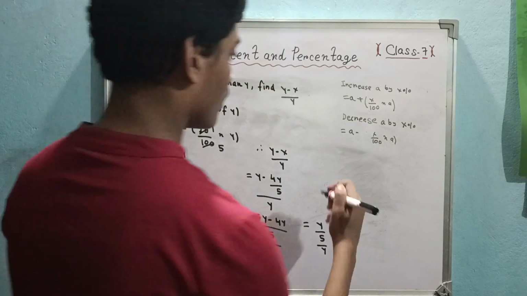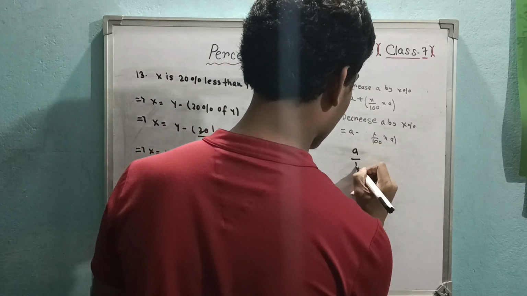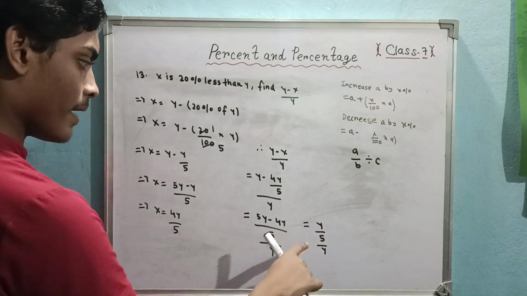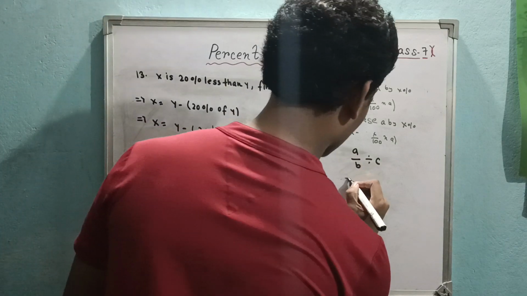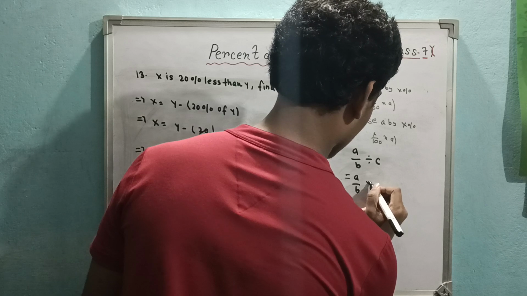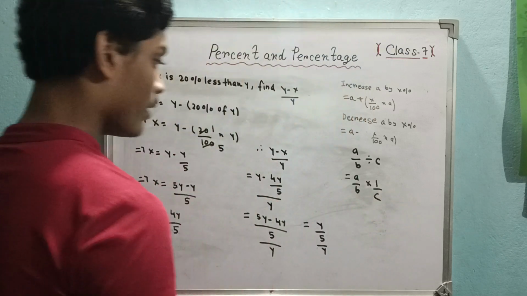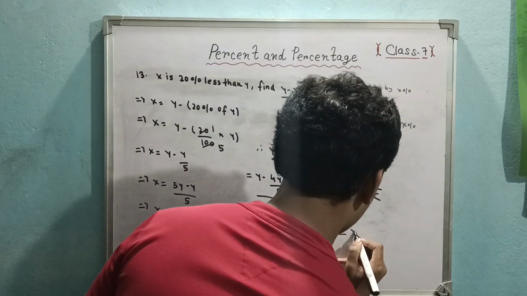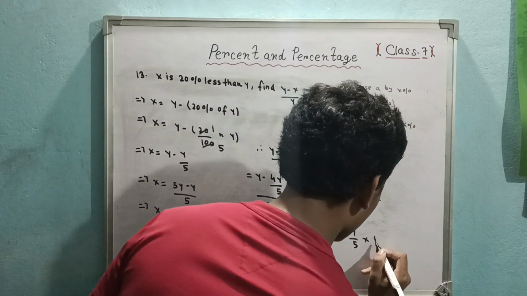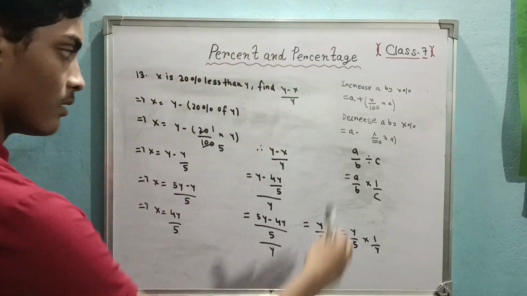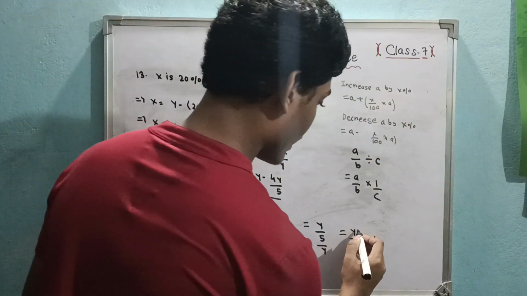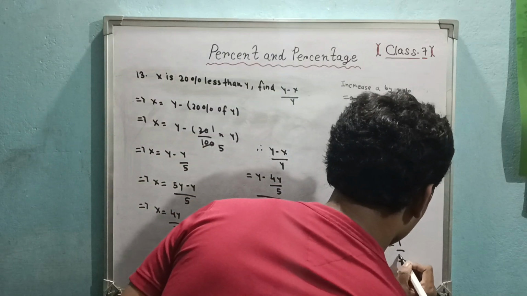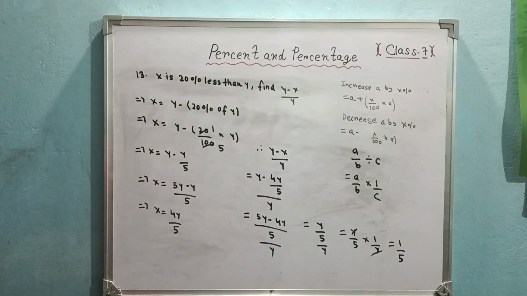So guys, see, if a fraction is there, a by b divided by c. Here we have a fraction y by 5 divided by y. This will turn out to be a by b into 1 by c. So y by 5 divided by y will turn out to be equal to y by 5 multiplied by 1 by y. Right. From this I got it. Now y gets cancelled out. They are equal to 1 by 5. We got the answer. Good question.